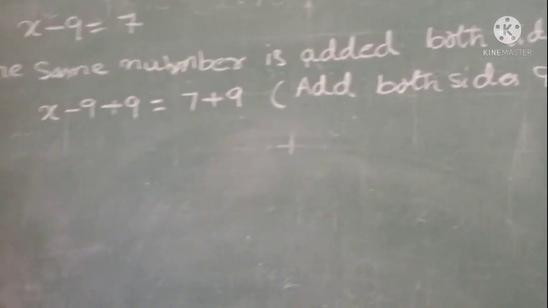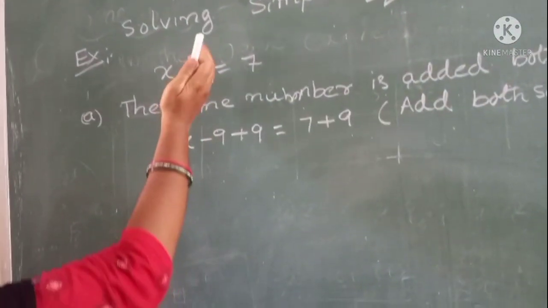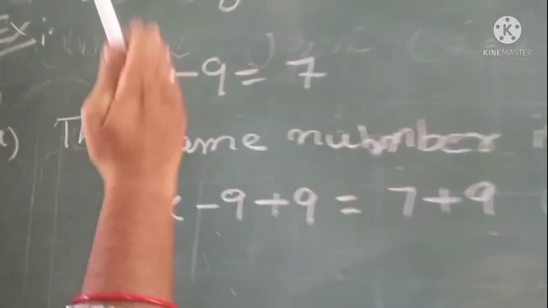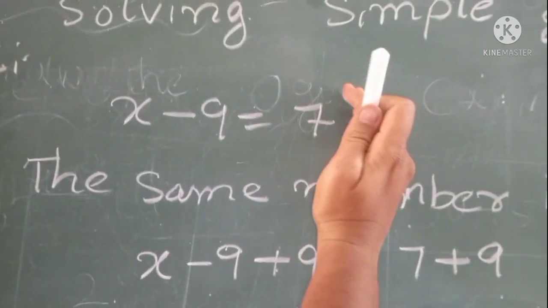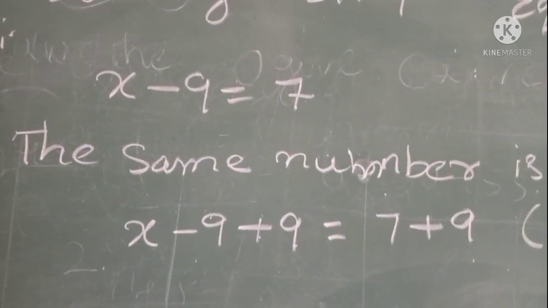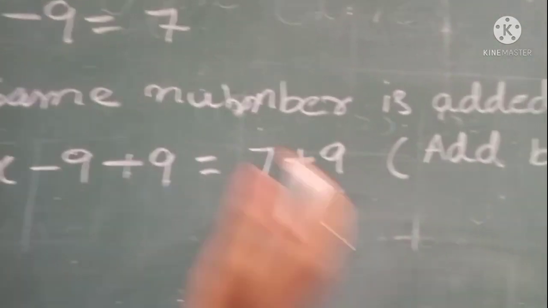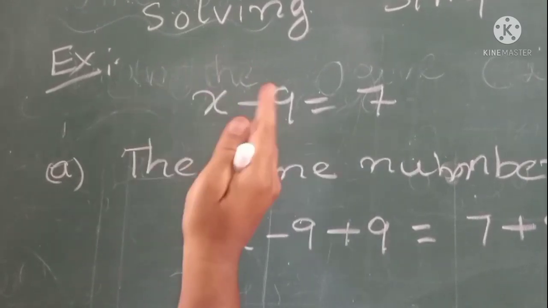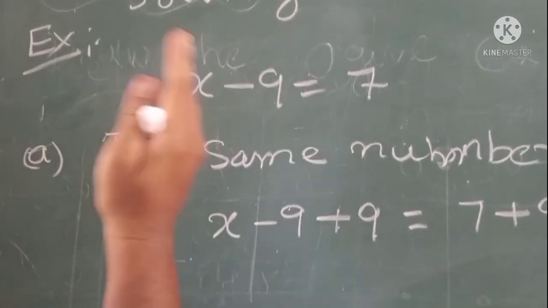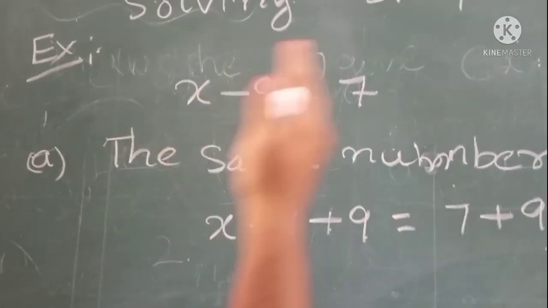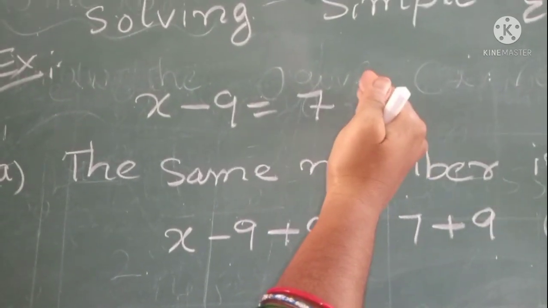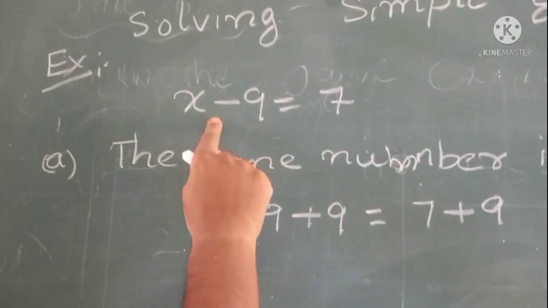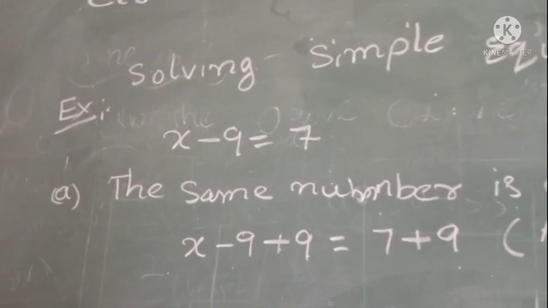Okay children, once again I will repeat it. This part is called the LHS and this part is called the RHS. You would have already learned this in 6th class. In a simple equation, the left side of the equals sign is called the LHS and the right side is called the RHS. LHS, RHS, we know, children.